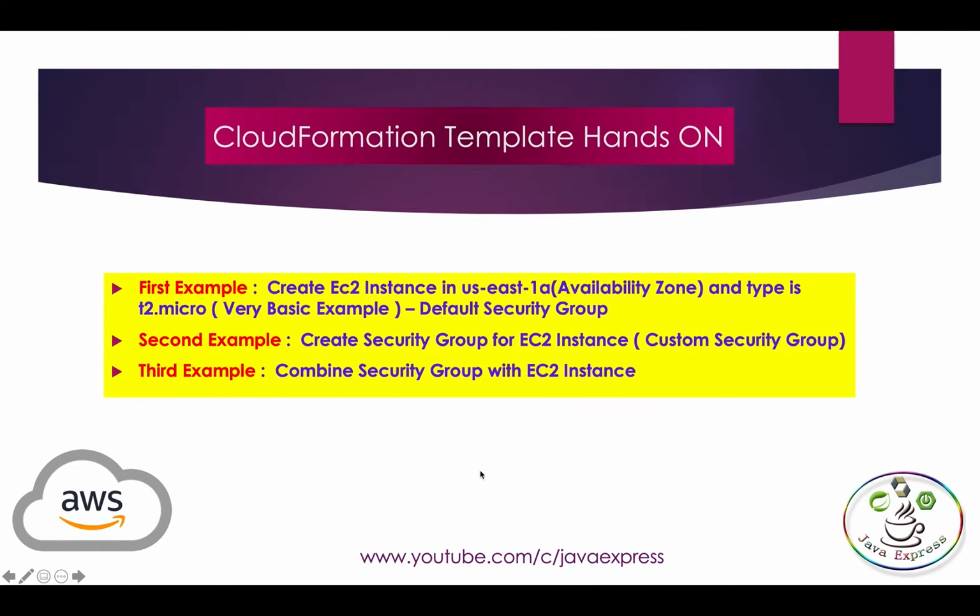So our agenda is to create an EC2 instance in one availability zone, US-East-1A or 1B or 1C, depending on your region, and the type is micro. This t2.micro is free tier in an AWS account. Whenever you create these two, the default security group is taken care of by AWS, so you need not worry. If you need it, that is the second example we'll see in later sessions. As a beginner, you need to understand how to create an EC2 instance.